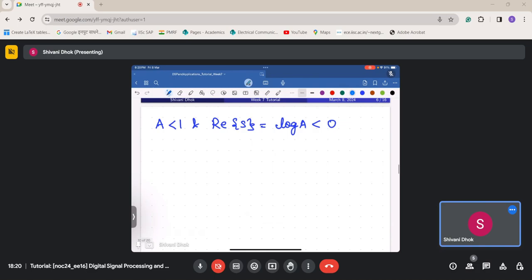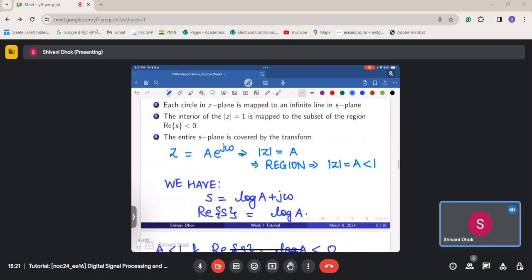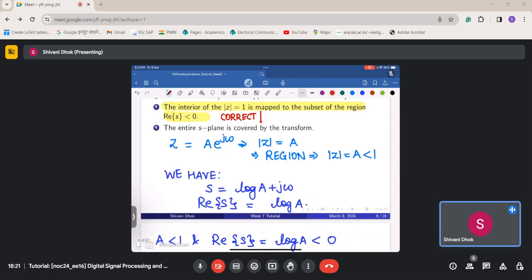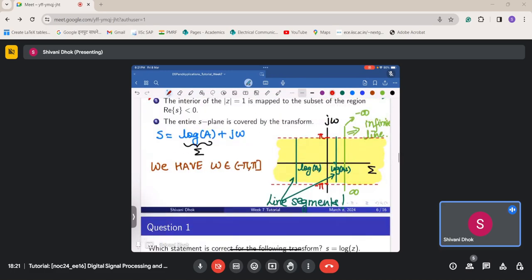So what does it mean? If we have mod of z less than 1, then we will have a region which is a subset of the case where real part of s is less than 0. So this means that this third option is correct. And what is the last option? The entire S-plane is covered by the transform. So that you can see from this figure itself.